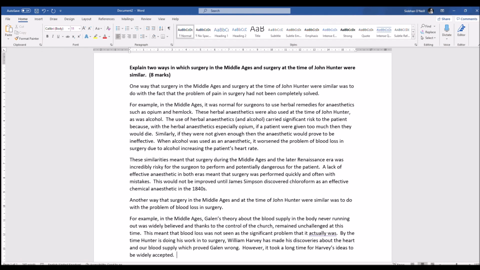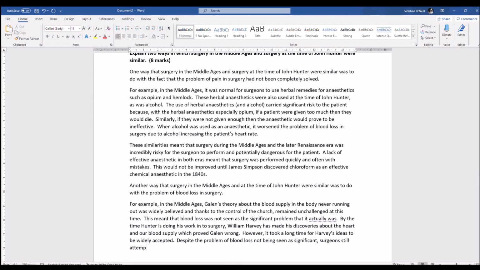I've kind of gone in between my paragraphs here because I want to talk about cauterizing and then I want to talk about Pare. Despite the problem of blood loss not being seen as significant, surgeons still attempted to prevent a patient, let's keep it medical, a patient from losing too much blood.